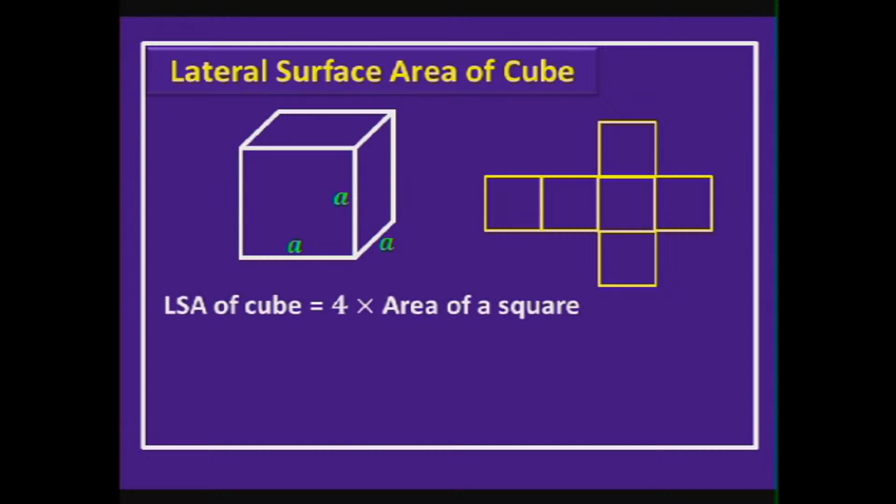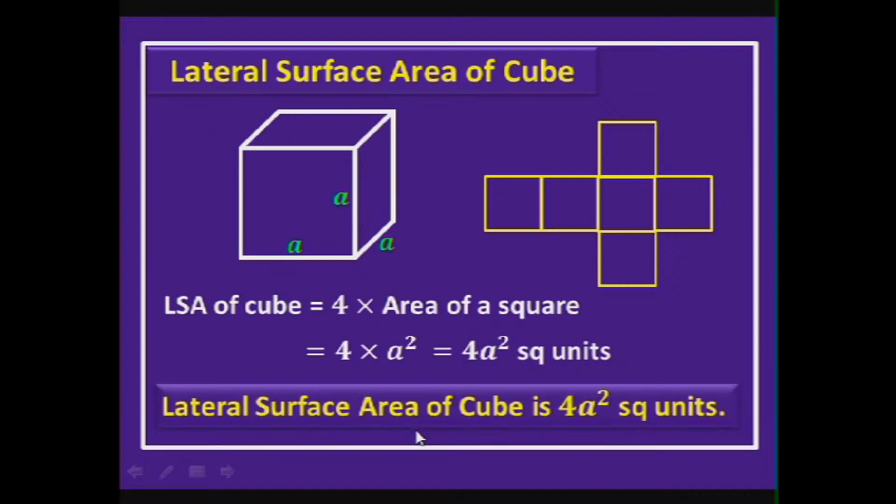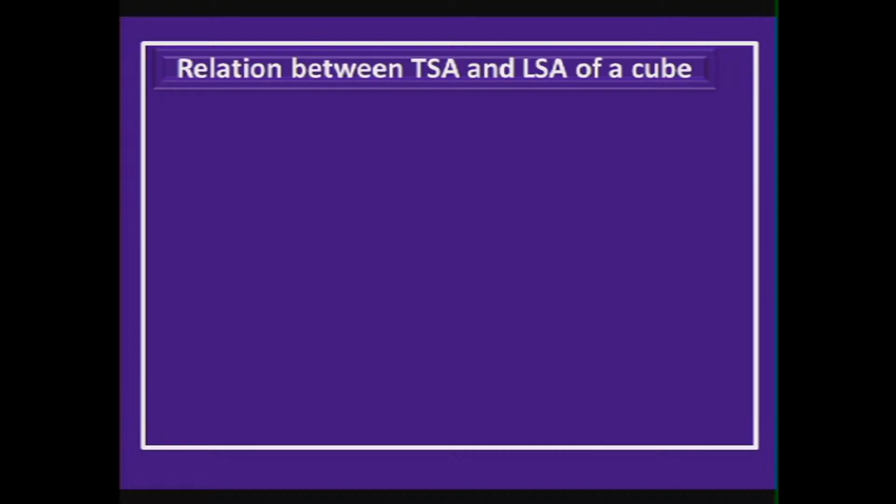So, already we have seen lateral surface area means only 4 surfaces, right, children. So, 4 into area of a square. So, area of a square is A square. So, 4 into A square. So, what is 4 into A square, children? 4A square. Hence, we can say the lateral surface area of cube is 4A square square units. Got it, children? Now, let us see again the relationship between TSA and LSA of a cube.